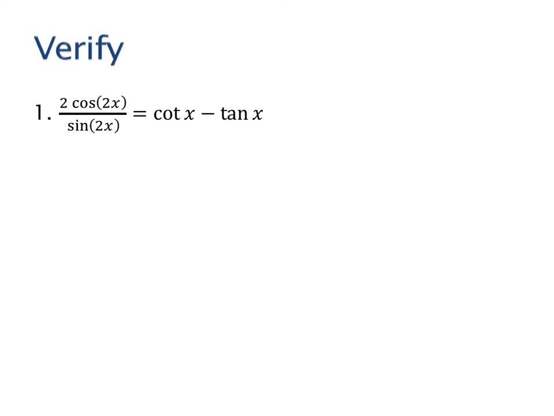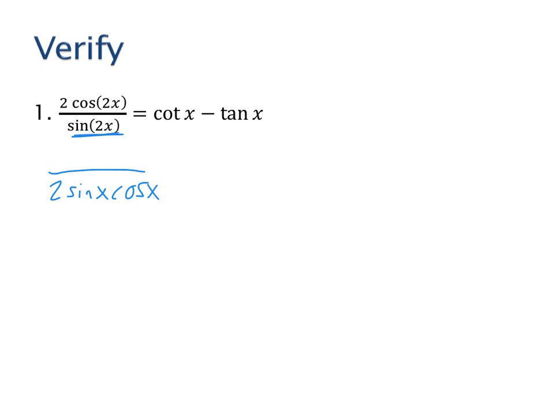Now we're going to verify a little bit. So for this first verification one, when I look at this, I say, okay, well I have 2 cosine of 2x over sine of 2x. I'm going to work with that left side. Right away I notice that it's a double angle since it's 2x. Okay, so I'm going to kind of rework it a little bit. The first thing I'm going to do is rewrite the bottom as 2 sine of x cosine of x, because on that first slide we know that this is equal to this.